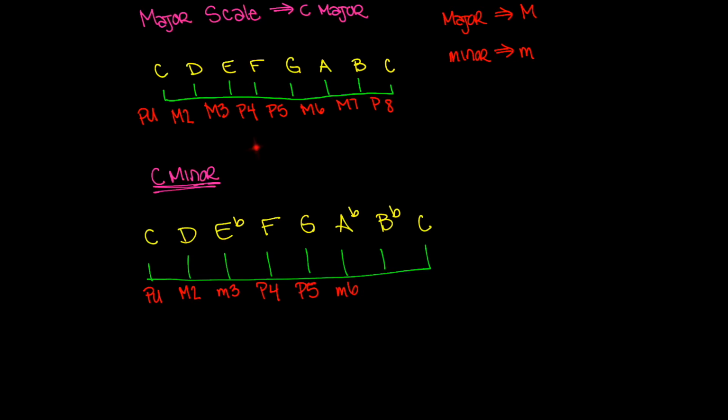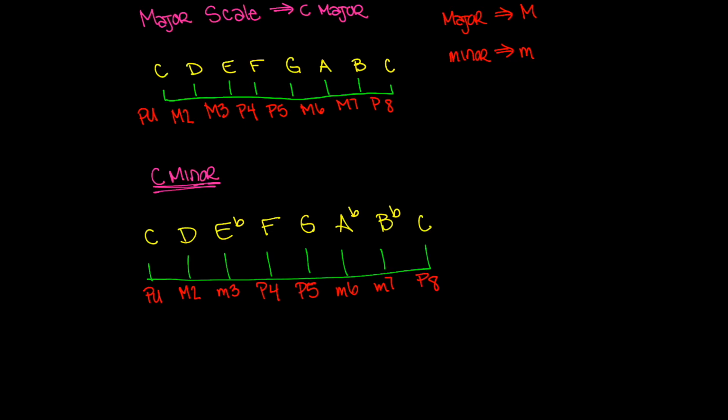From C to B flat would be a minor 7. And then from C to an octave up would be a P8, a perfect 8. Okay, so some interesting things to look at here. You notice that in the major scale, we had nothing but majors and perfects. But then we look at the minor, and we don't just have minors and perfects.